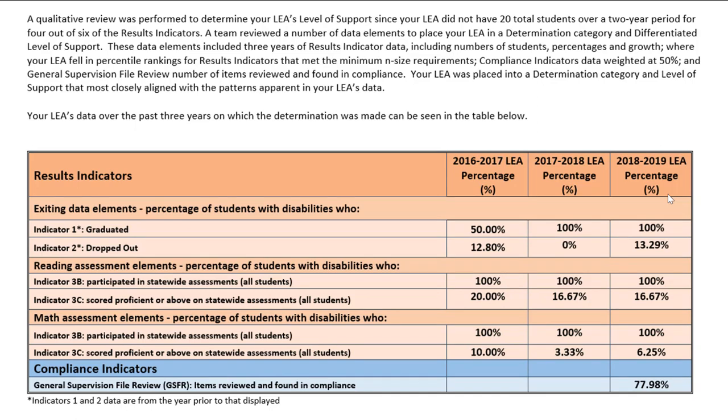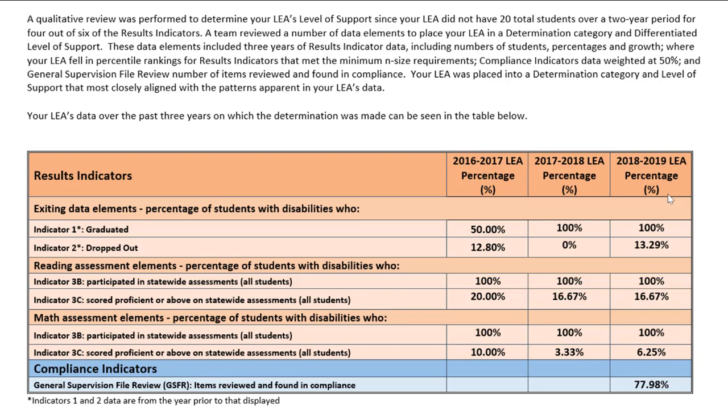That is because to complete a quantitative review, an LEA must have 20 total students over those 2 years for 4 out of 6 of the results indicators. If your LEA did not meet this requirement, then a qualitative review was performed for your LEA. And your LEA was given a determination category and differentiated level of support based on other criteria.